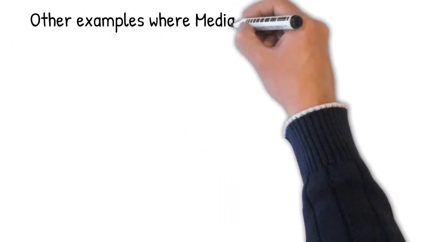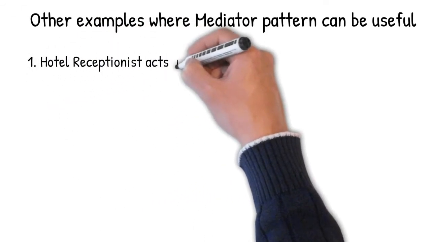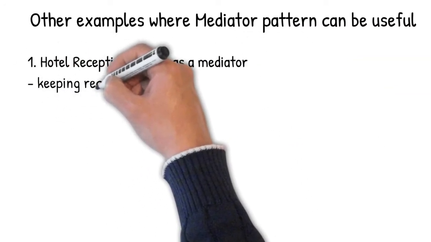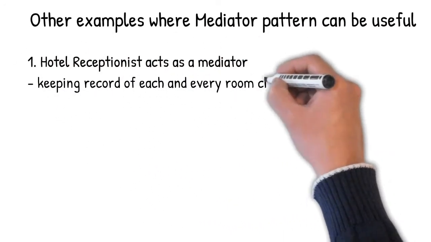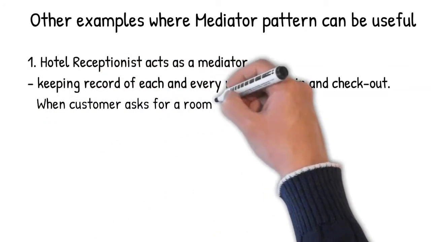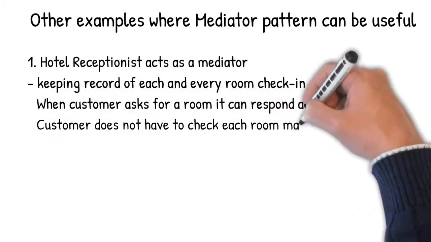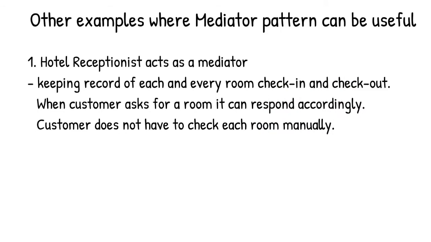Now let's also note down other examples where the mediator pattern can be useful. First one, a hotel receptionist acts as a mediator for you. The receptionist keeps track of each and every check-in and check-out made to the different rooms in the hotel. So whenever you want to check the occupancy, you actually don't need to check each and every room. You just ask the receptionist and the receptionist will tell you whether you are allowed to check in or not.